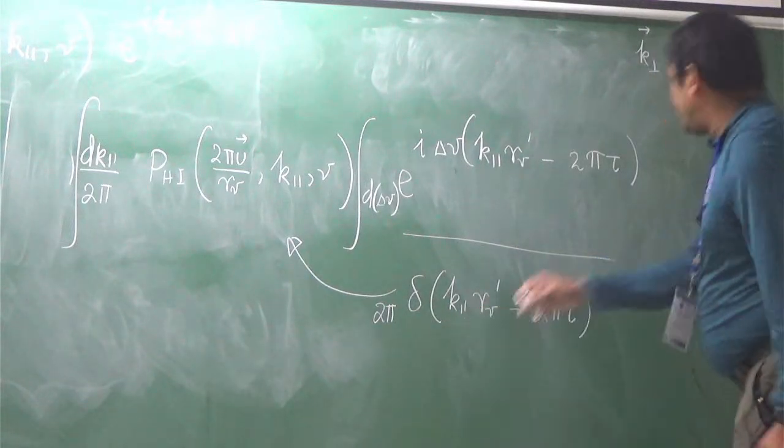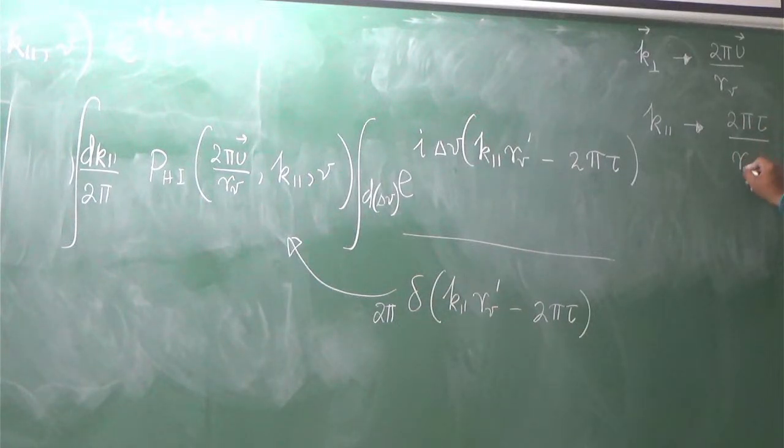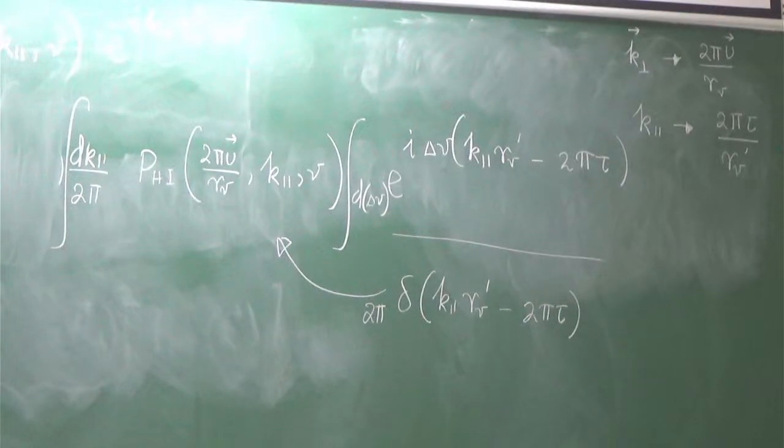K parallel will change to 2 pi tau by r nu prime. Right? So calculate this r nu prime in terms of the cosmological parameters. That I gave you as an exercise. Please do it. It will be needed.